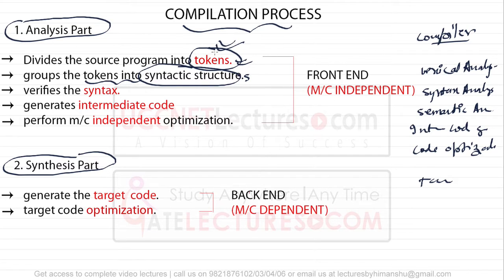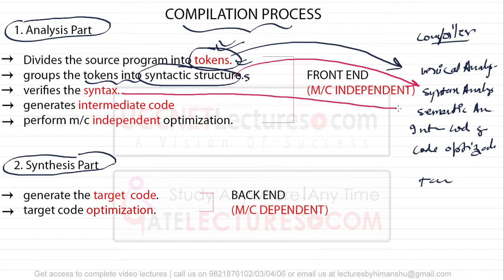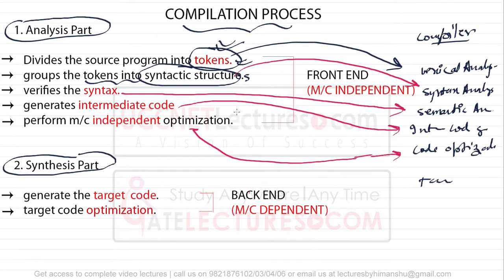Now when I'm saying divide the source program into tokens, this is done by the lexical analyzer. We will see what a lexical analyzer is, how you divide into tokens, and what tokens are. Then we group the tokens into syntactic structures, which is done by the syntax analyzer. Then we verify the syntax by using the semantic analyzer. Then we generate the intermediate code by using the intermediate code generator. And then we optimize the code by using the code optimizer, so the performance of the machine code is optimized. Now this part is optional.